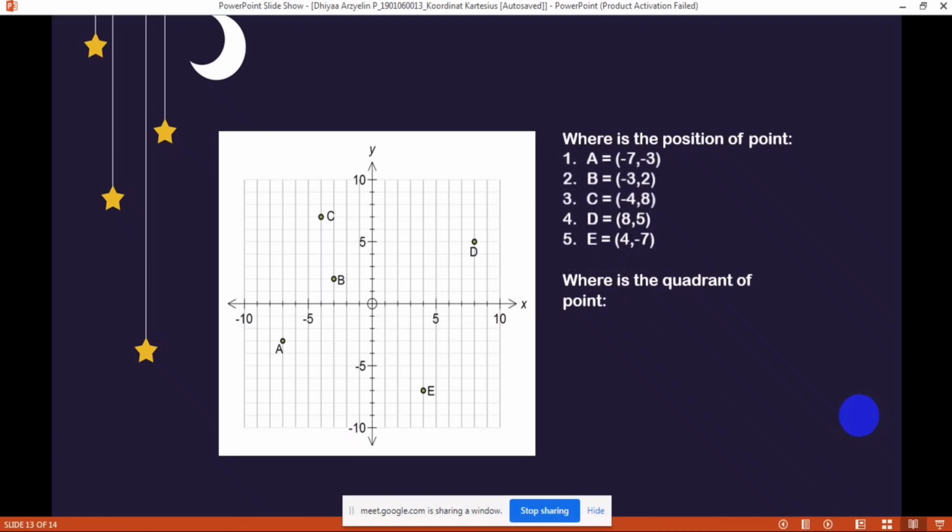So maybe. And Tania, where is the quadrant of point D? You can answer like the quadrant of point D in quadrant blah blah blah, like that. Okay.